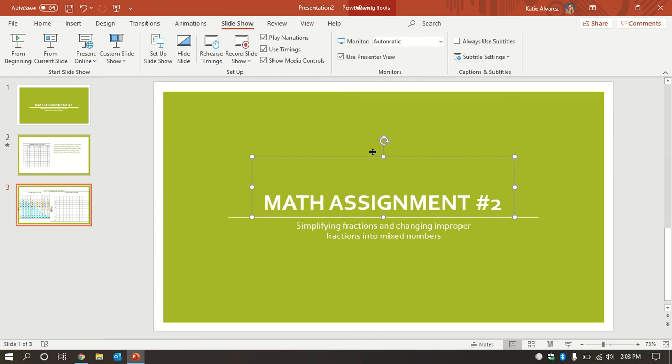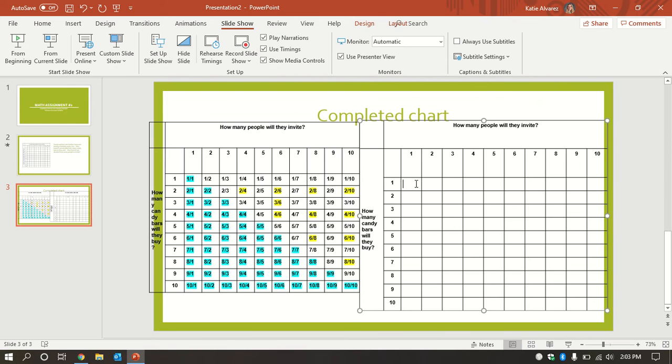So what you're going to be doing is re-entering the numbers in the new chart and making sure that you have no improper fractions. So all of these have been changed to either whole numbers or mixed numbers, and all of the fractions that aren't mixed numbers are in simplest form. So let's start with the improper fractions.